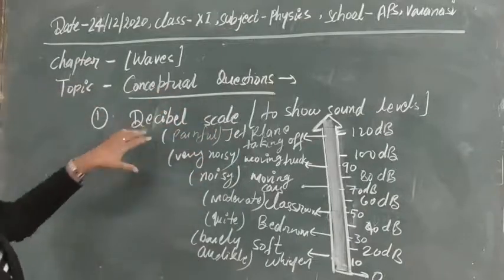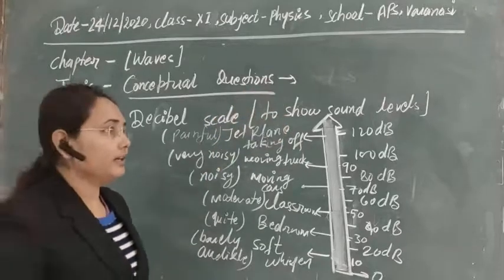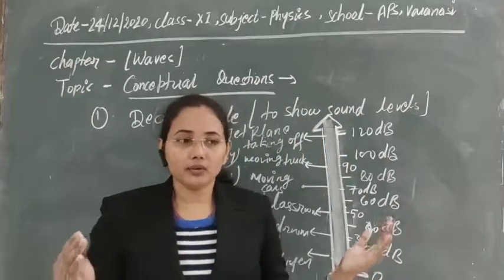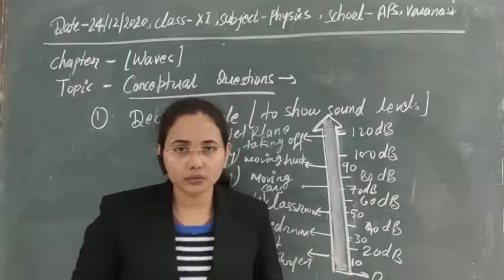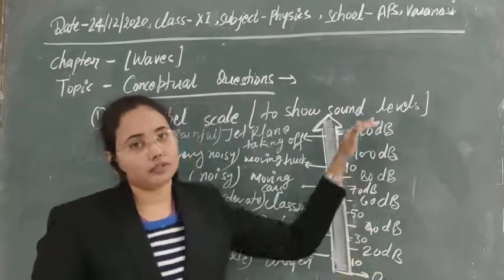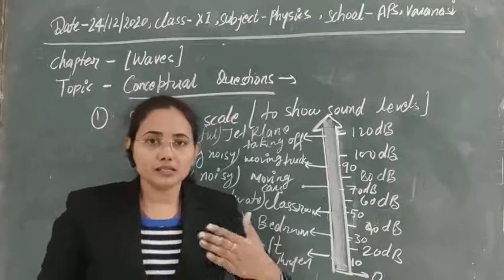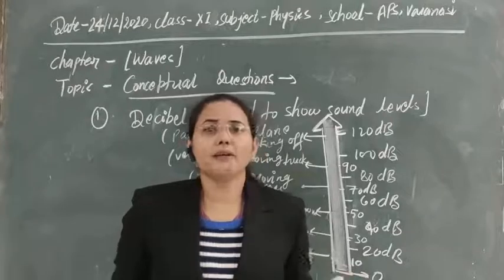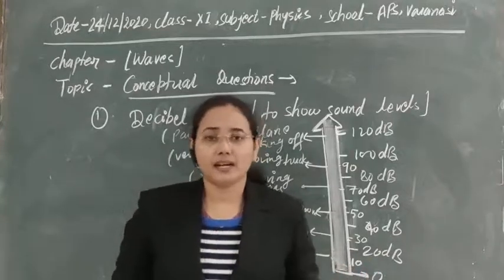So here we have a curiosity-based question. In our daily life we are observing different sounds. Then how can you denote them on any scale? The scale that is used to denote the sound level is the decibel scale. With the help of that you can easily understand which sounds are easy and pleasant for us to hear, and which sounds we don't like to hear, that are noisy and painful for us.